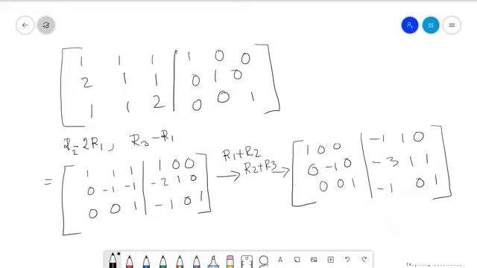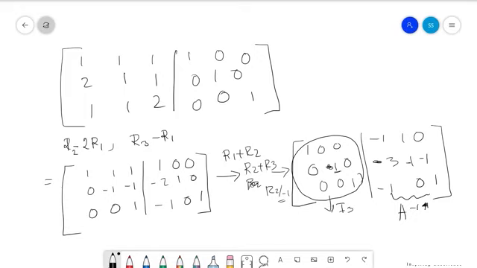If we do that, this will become plus 1, this will become plus 3, this will become minus 1, this will become minus 1. At the same time you can write, for this, R2 divided by minus 1. So we have the identity matrix over here, and this will be our inverse matrix. This is how you can find inverse matrices.